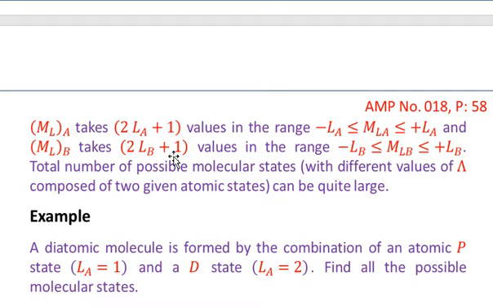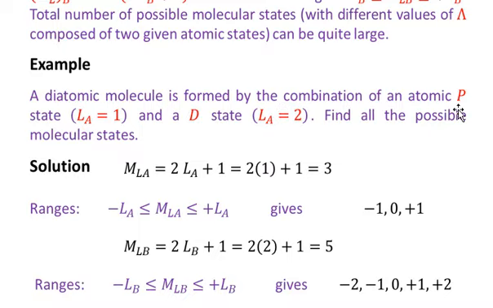A diatomic molecule is formed by the combination of an atomic p state with L equal to 1 and a d state with L equal to 2. Find all possible molecular states. A diatomic molecule is formed by the combination of an atomic p state with total orbital angular momentum L equal to 1, and a d state with total orbital angular momentum L equal to 2. Find all the possible molecular states. This example is given under the condition that the two nuclei within the molecule dissociate as R goes to infinity.